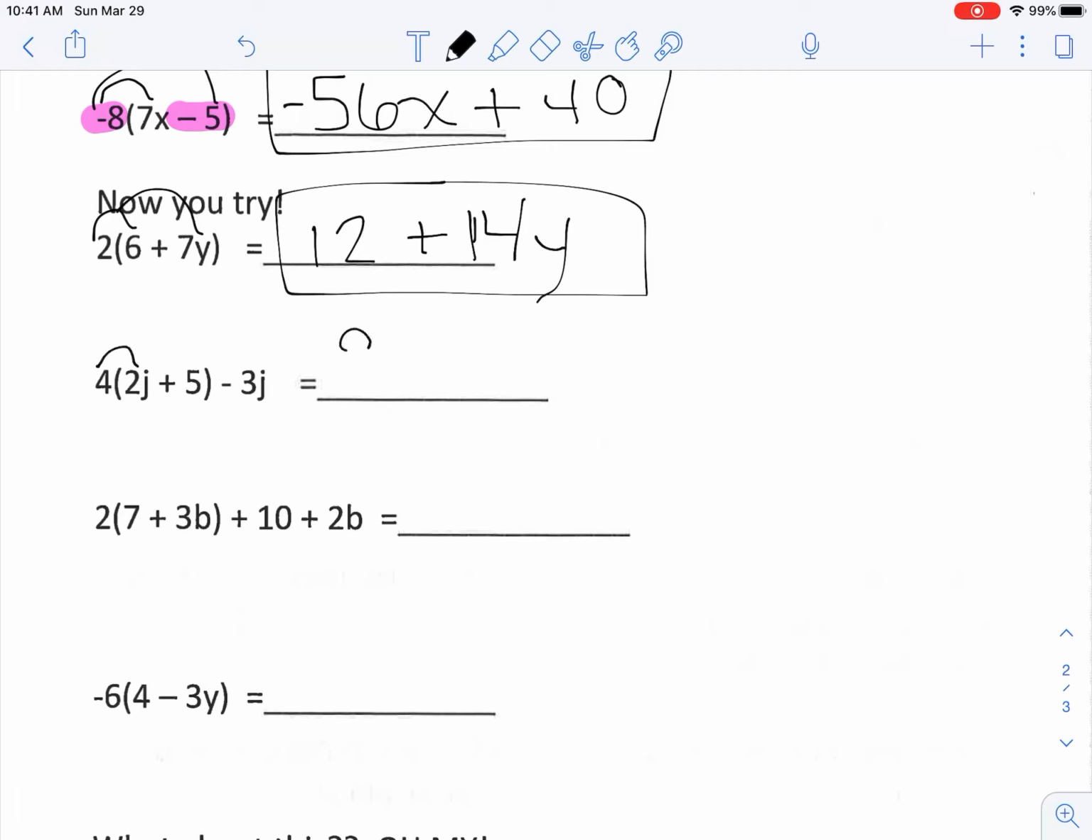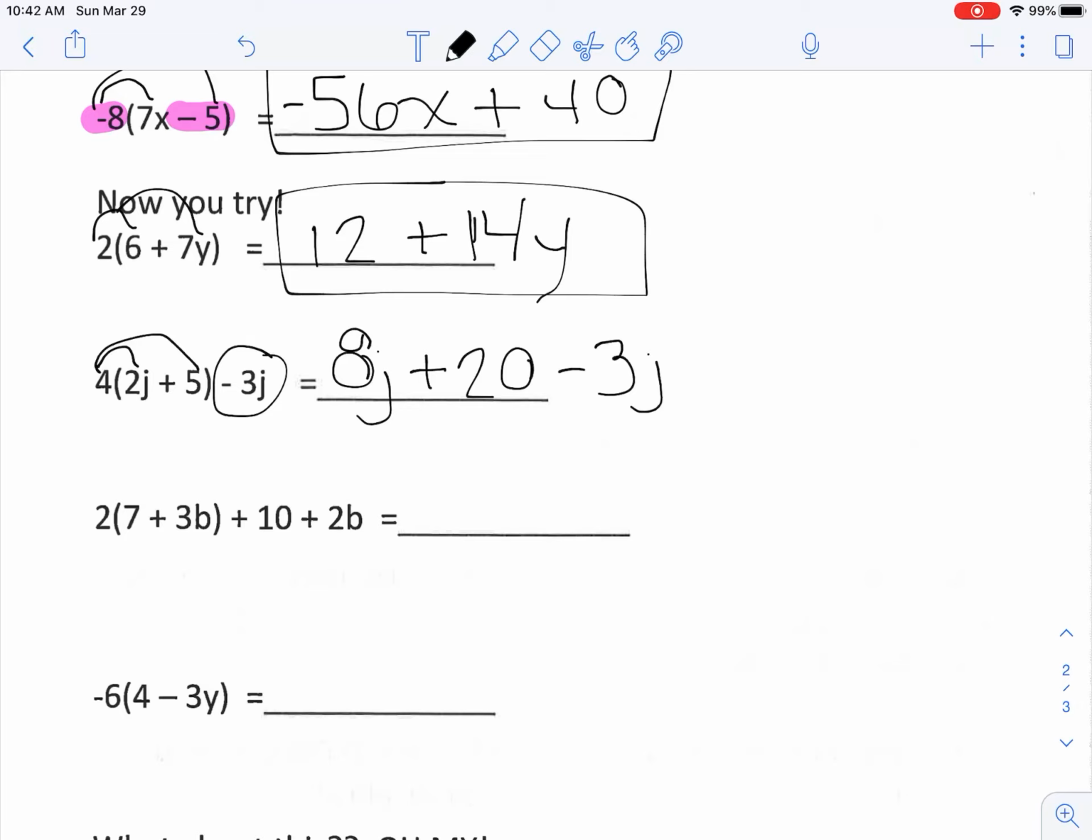4 times 2j, 8j. Sometimes you guys forget to multiply by the second term. You've got to multiply it by the first term and the second term in your parentheses. Make sure that you multiplied 4 times 5. 2 positives is a positive. And we cannot forget, we had a minus 3j hanging out here.